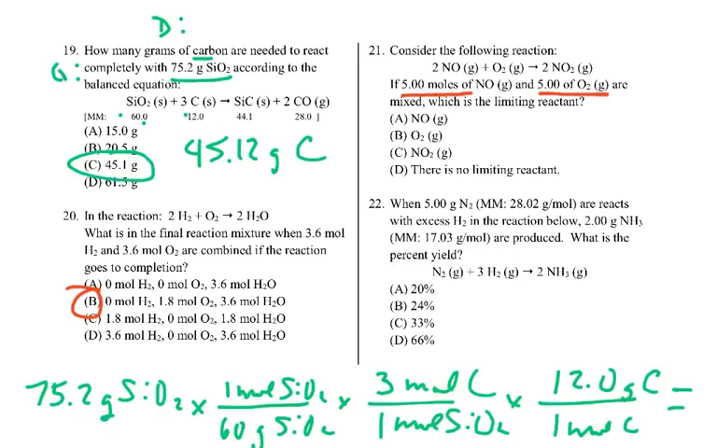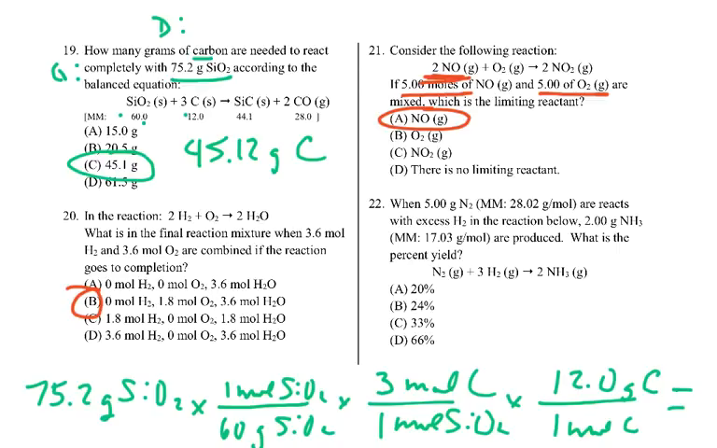Well, I'm going to use up my NO twice as fast as my O2. So if I'm starting with equal amounts, I'm going to use up my NO first. So if I use up my NO first, that is my limiting reactant. So I don't even really need to do a calculation to do that, but I could just go ahead and run the reaction twice, do calculations, and take the smaller answer.